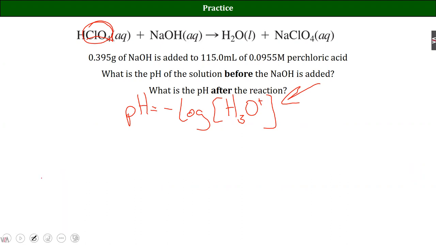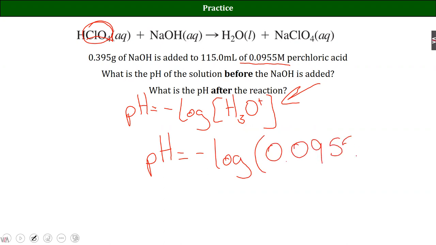Yeah, your concentration of the acid is your concentration of hydronium, because a strong acid always splits up and gives the water the H plus. So for a strong acid, whatever your concentration of the acid is, that's your H3O plus concentration. So you're just going to take that 0.0955 and plug it in to get the pH before the reaction. So something really close to one, right? 1.0.